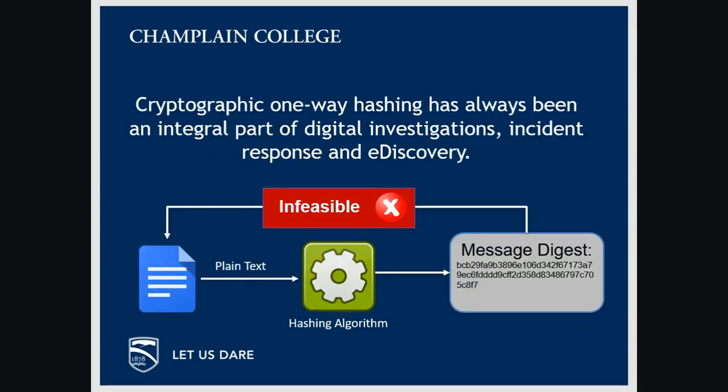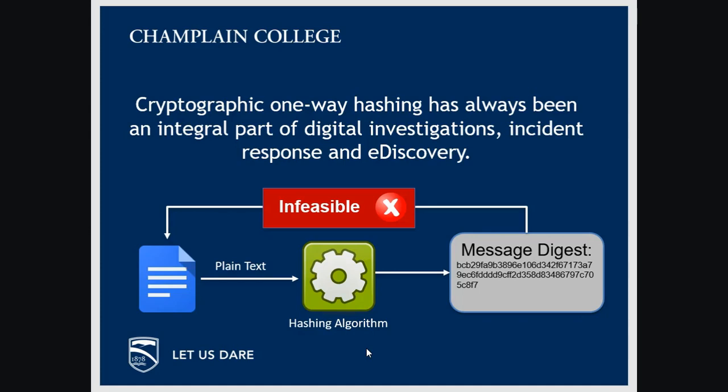So cryptographic one-way hashing has always been an integral part of digital investigations, incident response, and even e-discovery. The concept behind this is that I can take any piece of data, whether it was a password, a string, a file, an image of a hard drive, an image of a memory stick, an image of a phone, whatever it happened to be, and I can run it through a hashing algorithm. There are many of those available. That hashing algorithm will produce a message digest. The message digest that it produces will be different depending upon what algorithm I'm using.